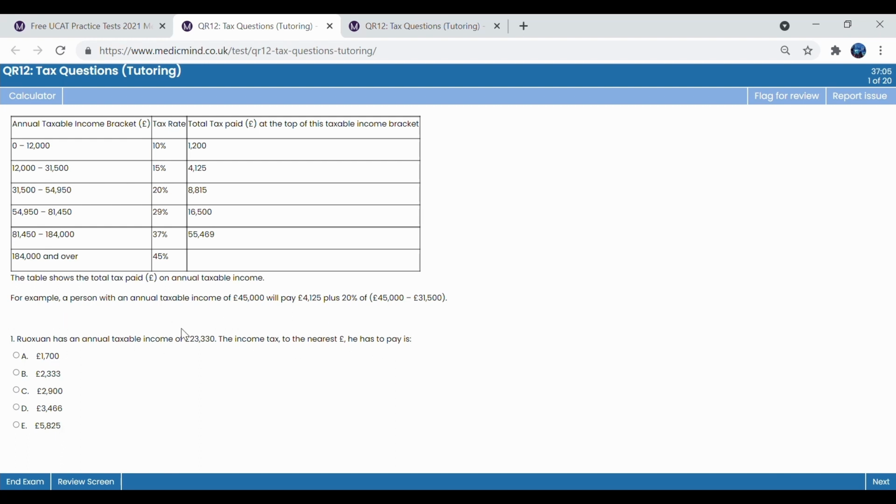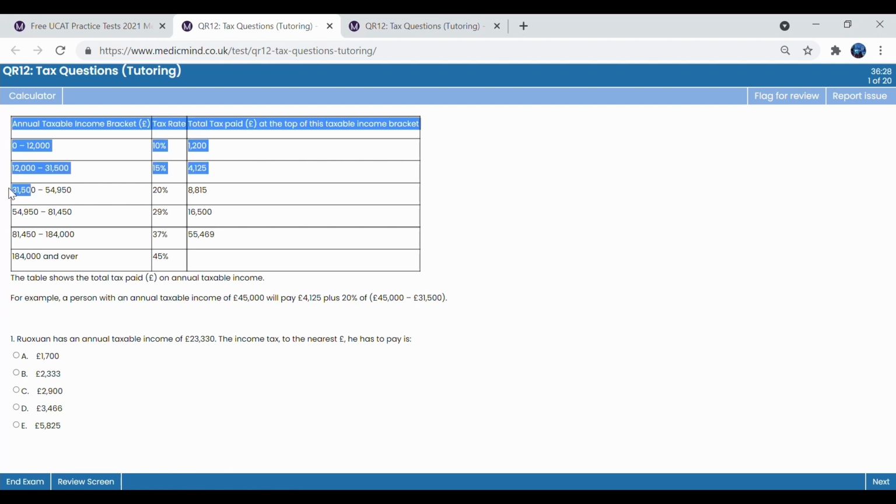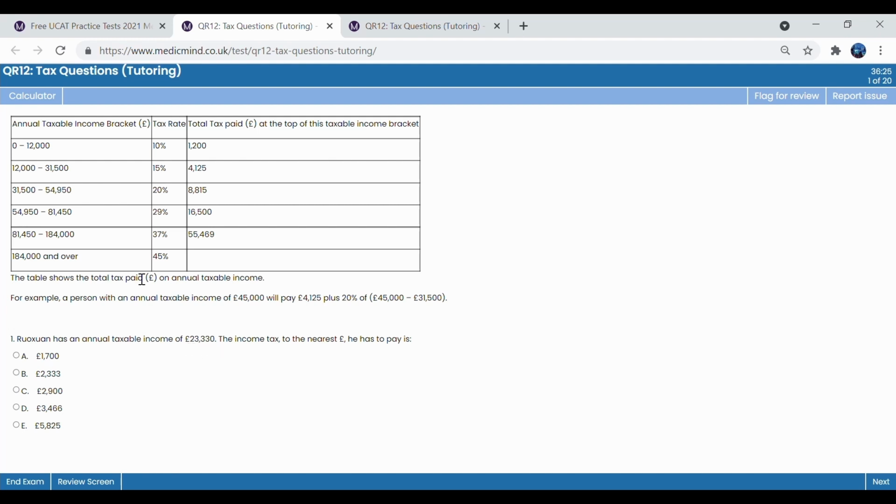Now 23,330, so this falls into this category, so that means he has to pay 1,200 plus 15% times the difference of 23,330 minus 12,000. Now I clearly understood what this question was asking for, but if I had any doubt, they have an example over here as well, which I've just noticed. For example, 45,000 over here, so that means they have to pay 4,125 because this is the maximum value of the lower taxable income bracket, plus 20% of the difference of 45,000 minus the lower threshold, so 31,500. So in the case of 23,330, this falls into this category.